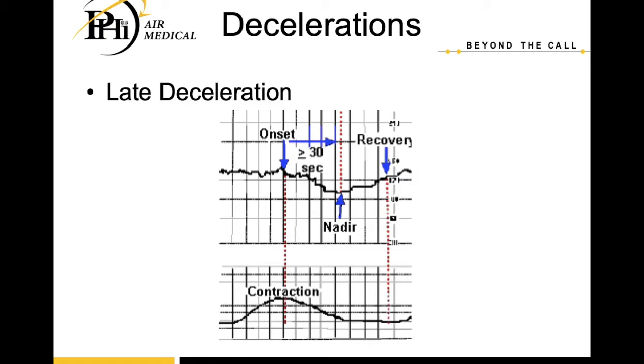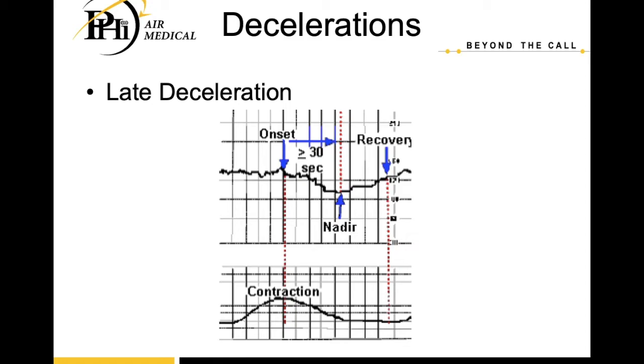Late decelerations, on the other hand, look different than those early decels. It is still going to be a gradual decrease in the fetal heart rate. Typically, the onset to the nadir takes greater than 30 seconds. There are two musts for identifying a late decel. First, the onset of the deceleration must occur after the onset of the contraction, and the nadir of the decel must occur after the peak of the contraction.